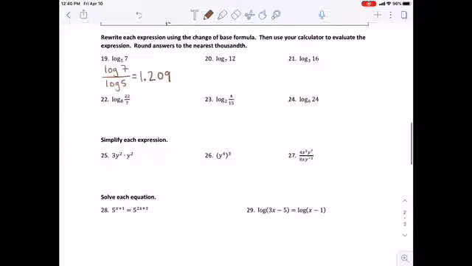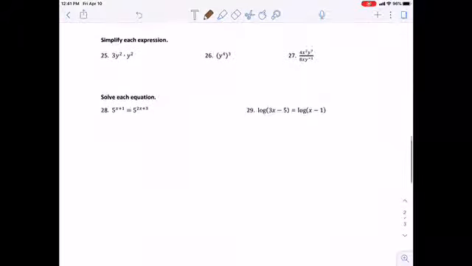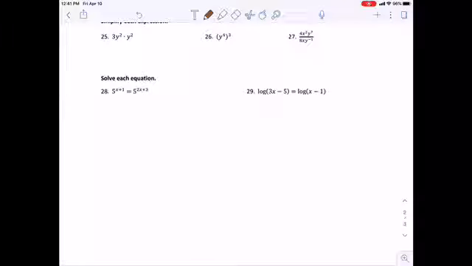This next section, 25 through 27, you're just using your rules of exponents. So I'm going to let you try that out. These last two problems, 28 and 29, I'm asking you to solve each equation. Now, to solve the equations, if you look at this first problem, you'll notice my bases are the same. Well, if the bases are equal, then their exponents must also be equal. So I can say that this problem is actually just x plus 1 equals 2x plus 3, and I'm going to let you go ahead and solve it from there.